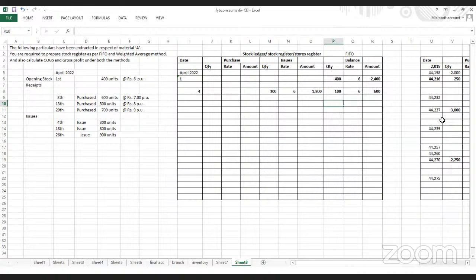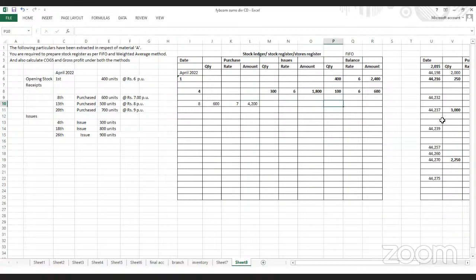We have to go to next date, that is 8. So I'll write 8. On 8, again purchase is there. In purchase, under subhead quantity, I'll write 600 units are purchased. The rate is given as 7, so I'll write 7 in rate column. I'll multiply and get the amount for this. So 600 into 7, 4,200. Now I'll go to last column, that is balance column.